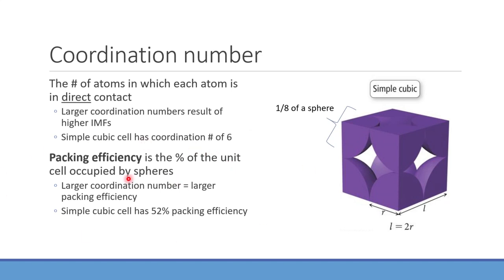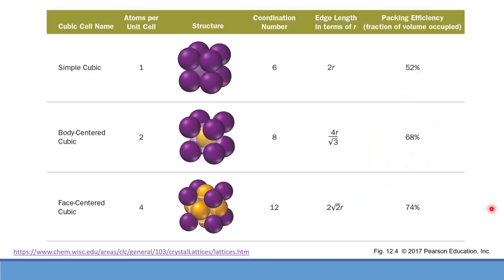The packing efficiency is the percent of the unit cell occupied by spheres. So the larger the coordination number, the larger the efficiency. This simple cubic cell has a packing efficiency of 52%, meaning that only 52% of this cube is occupied by these purple parts here that represent particles, and the rest is empty space. Each corner is 1/8 of a sphere. If you count up all these spheres, we have 1, 2, 3, 4, 5, 6, 7, 8, so we have 8/8. That roughly works out to being 1 atom's worth in this simple cubic unit cell.